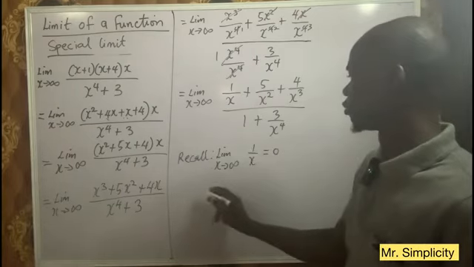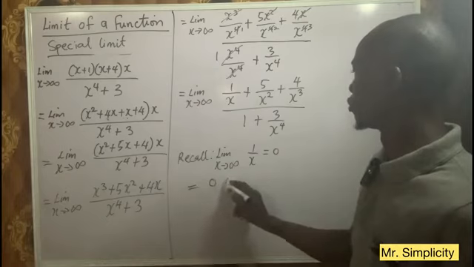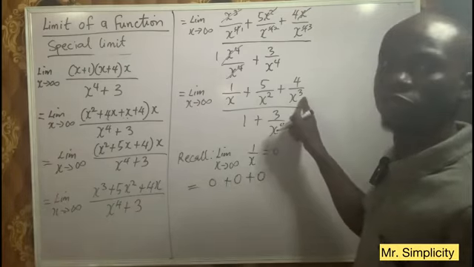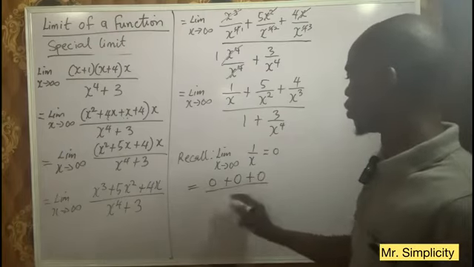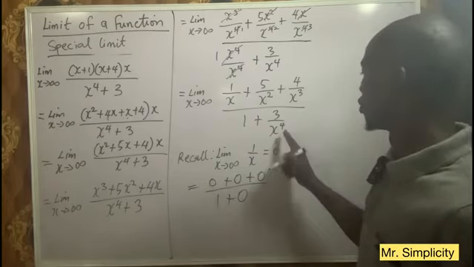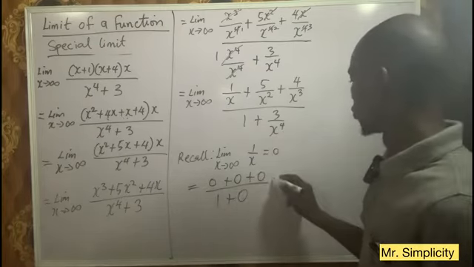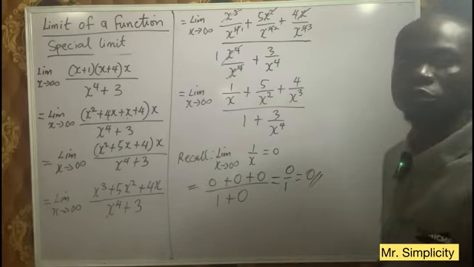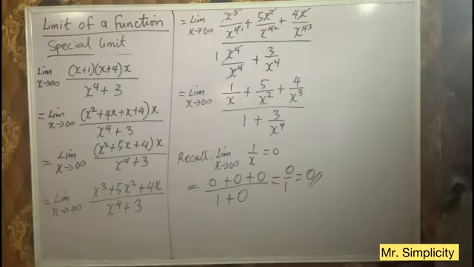Our problem is solved. We now have 0 plus 0 plus 0 for all the terms still containing x at the numerator, all over 1 plus 0, the term containing x at the denominator. So at the end of the day we have 0 over 1 which is 0. So that's the solution to the problem.